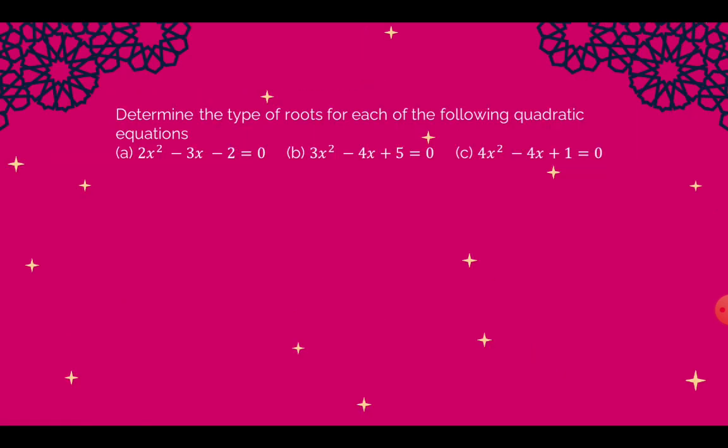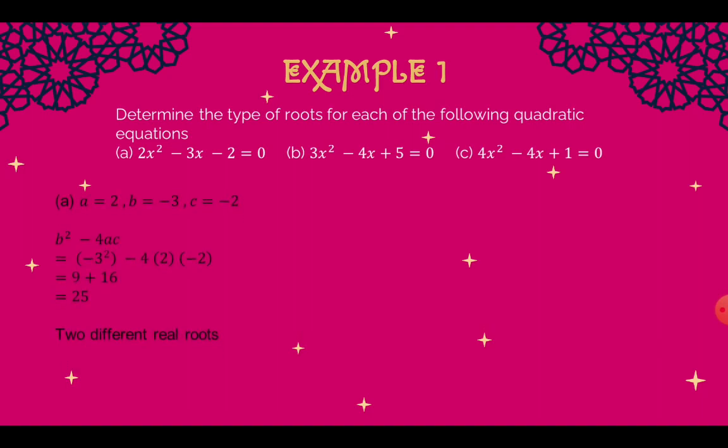Okay, let's look at example 1. Determine the type of roots for each of the following quadratic equations. A, 2x squared minus 3x minus 2 equals 0. B, 3x squared minus 4x plus 5 equals 0. And C, 4x squared minus 4x plus 1 equals 0. So for A, first of all, identify the values of a, b and c. Our a is 2, our b is negative 3, remember negative 3, and c is negative 2.